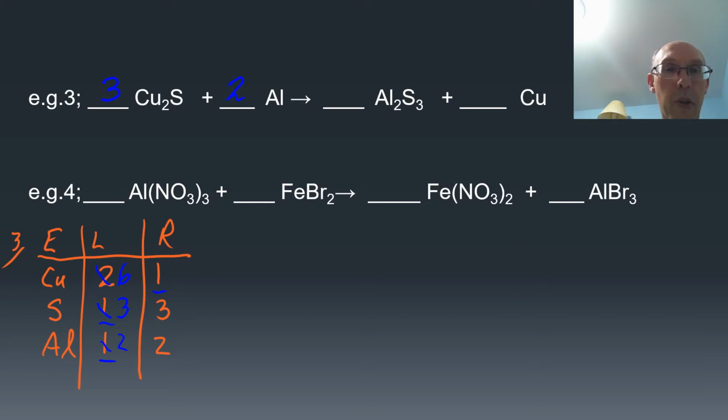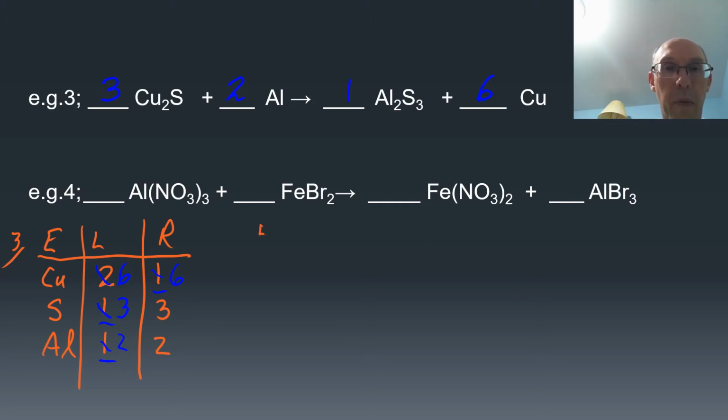All I have to do is deal with the copper. So there are 6 coppers on the left, but only 1 on the right. 6 in front here, 6 times the 1 understood is 6, so now I have 6 copper, and this is all balanced. There's a gap right here in front of the Al2S3, fill in with a 1.